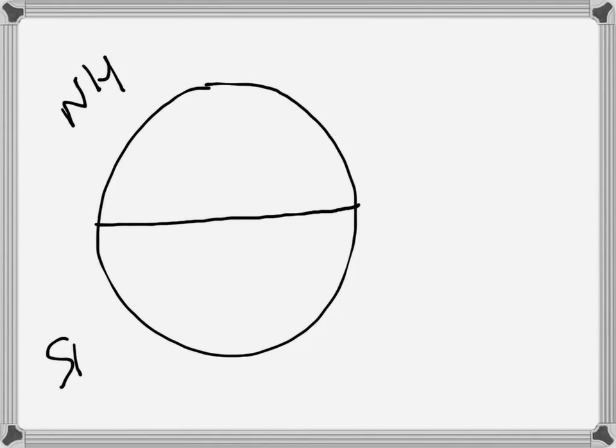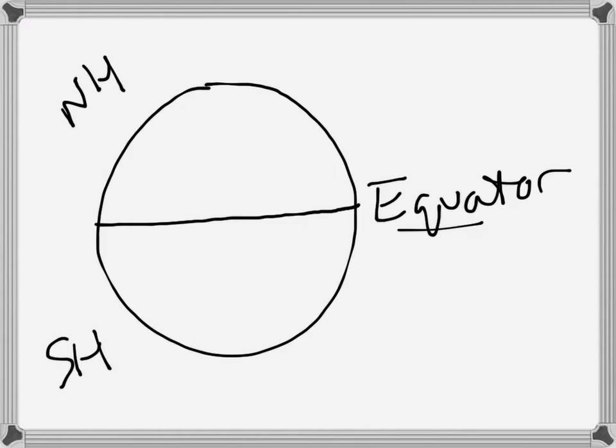And that dividing line, which divided the northern hemisphere from the southern hemisphere, we're going to call the equator. Equator for equa, being equal. We're also going to define the equator at 0 degrees of latitude. And so the term latitude is the term that we're going to use for north and south.